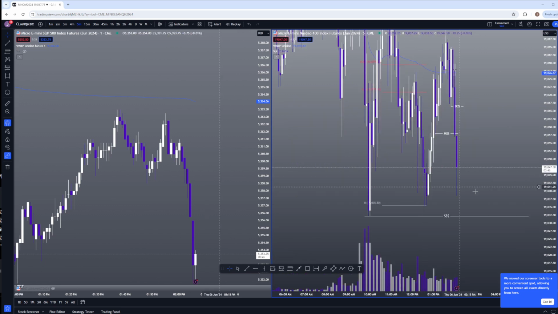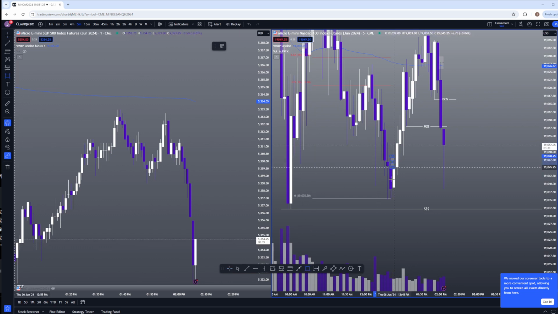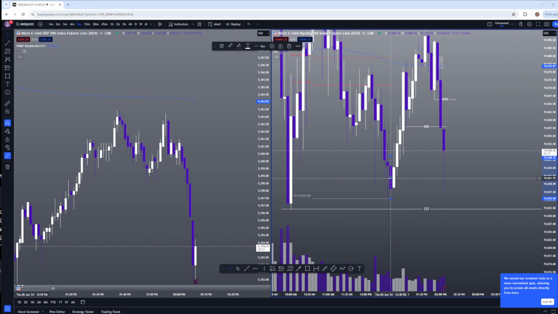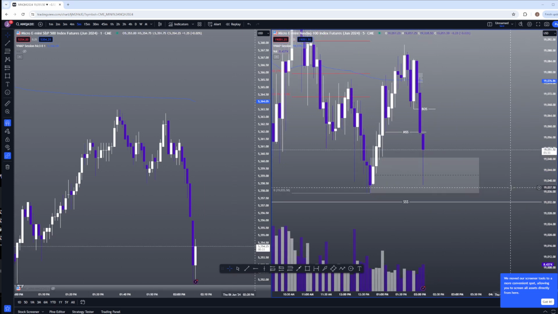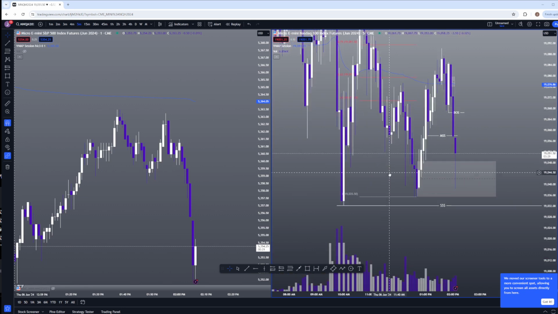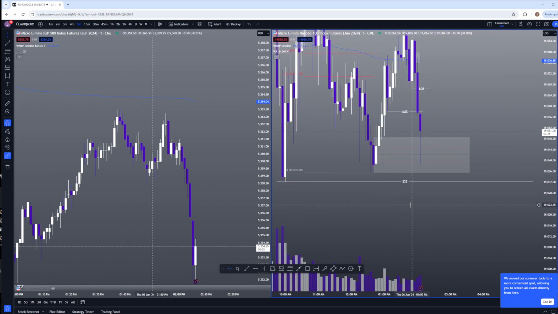Okay, so we're going to the bottom of that range again. 5 minute bullish order block here. Right, so you could long off the order block. But what I do want to see is liquidity being swept first. I don't want to long off the order block. I want to see us actually grab liquidity first.